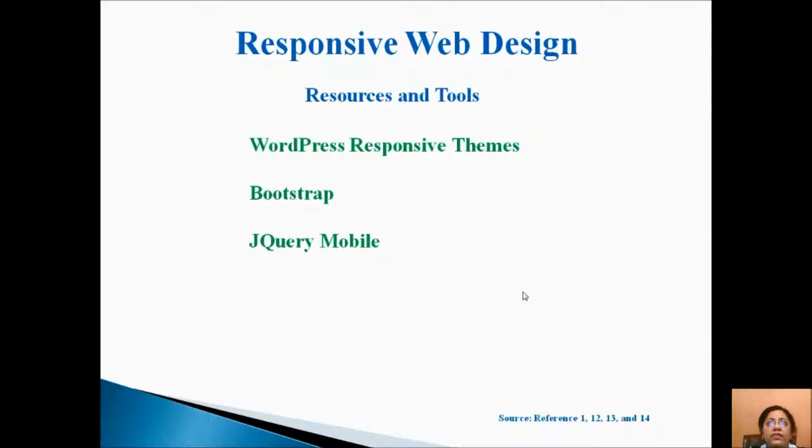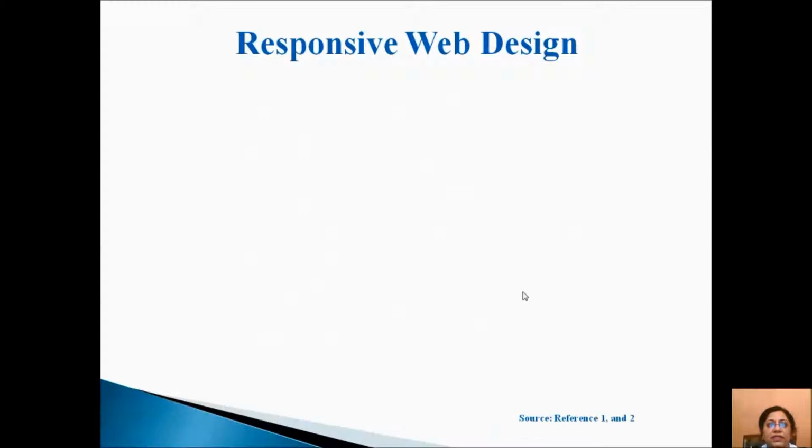jQuery Mobile is an HTML5-based user interface system designed to make responsive websites and apps that are accessible on all smartphone, tablet, and desktop devices. The Responsinator helps website makers quickly get an indication of how their responsive site will look on the most popular devices.